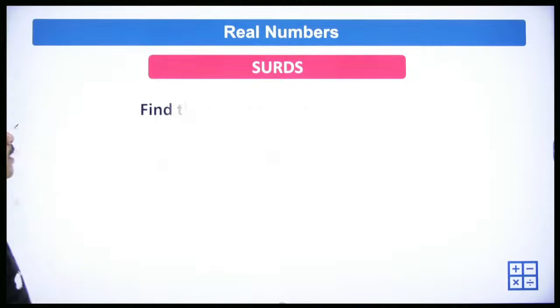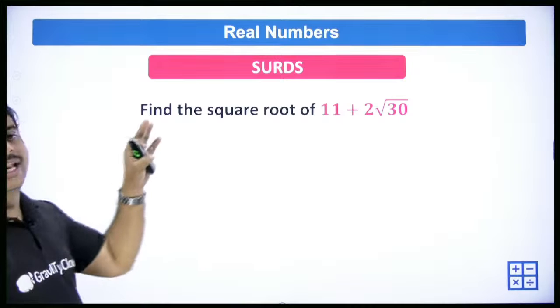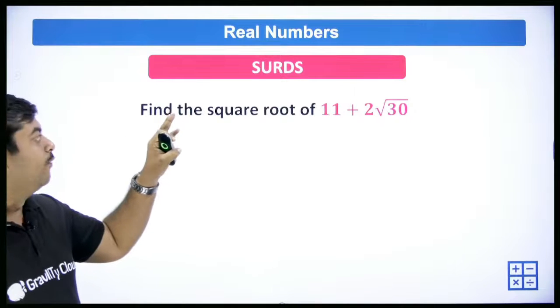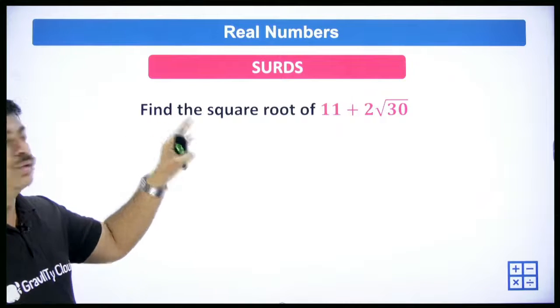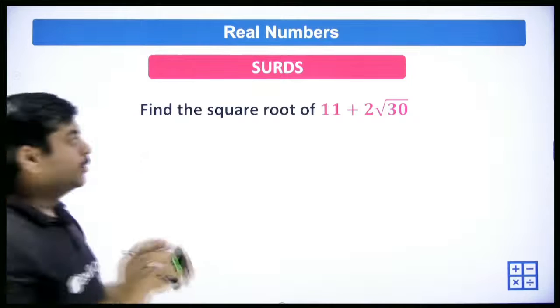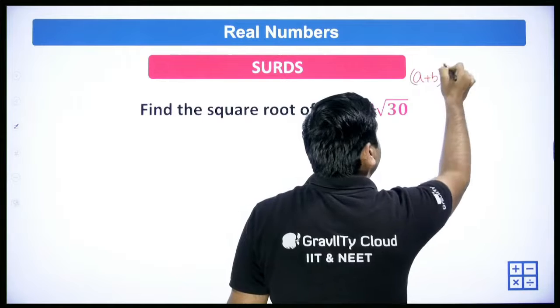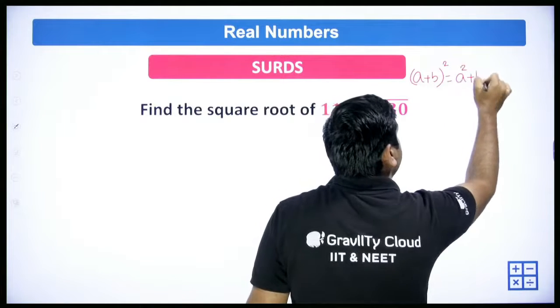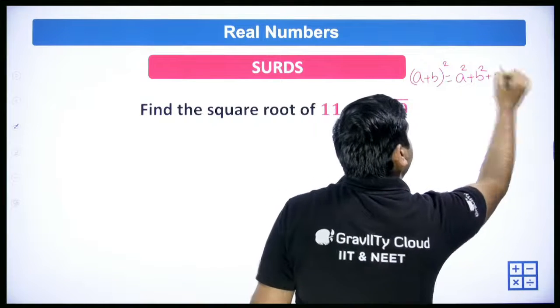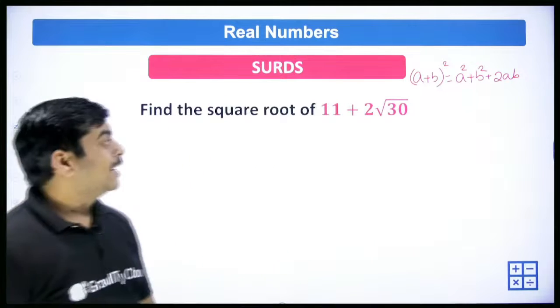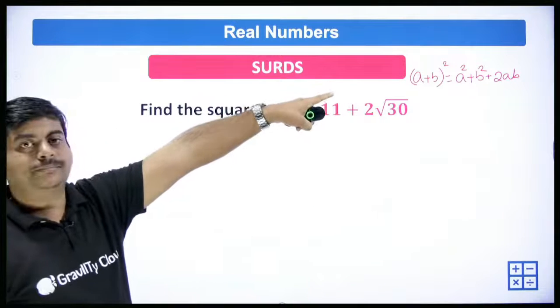Next one. Find the square root of 11 plus 2 root 30. So how to find here? First thing, we need to know the basic relation: A plus B whole square is equal to A square plus B square plus 2AB. Okay, so we need to express this into that form.